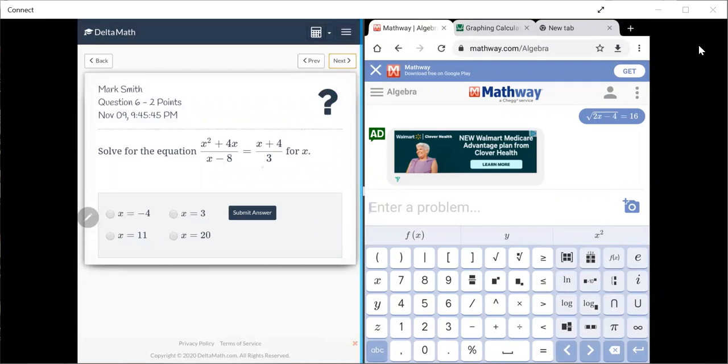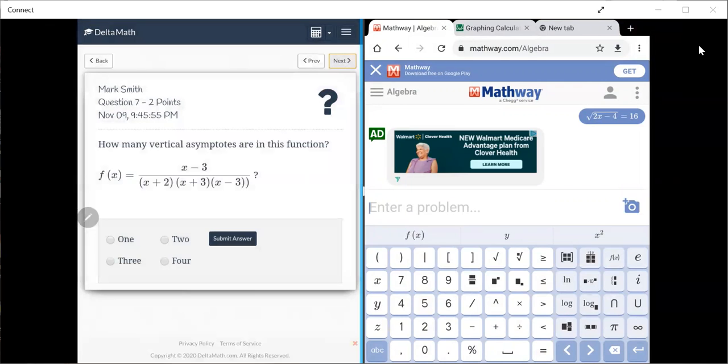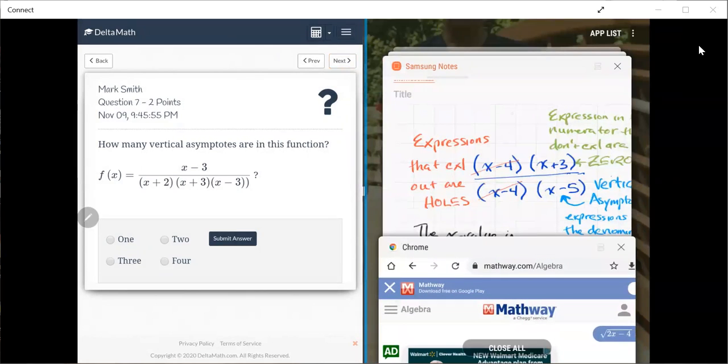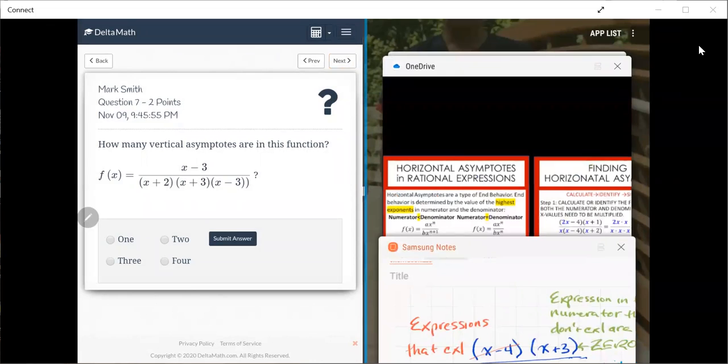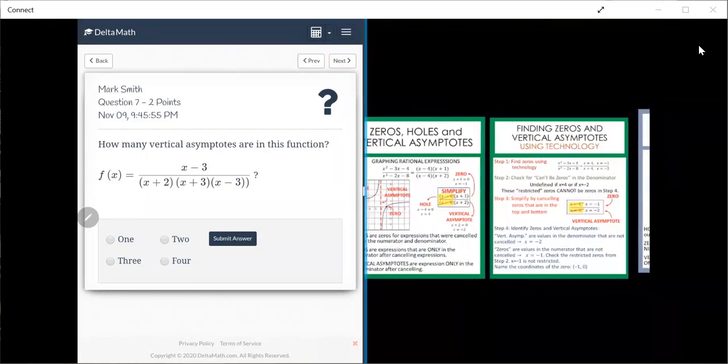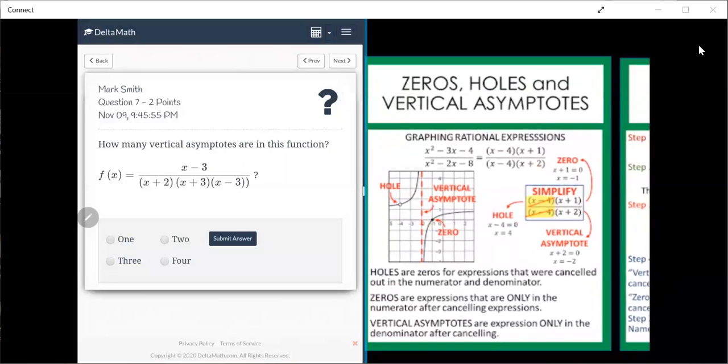All right, this one you can definitely put in your Mathway calculator, and anything that has an equal sign, you should be able to put in your Mathway calculator. All right, this one, how many vertical asymptotes are in this function? If we go back to our notes, what is a vertical asymptote? A vertical asymptote is a function that's not canceled out in the denominator.